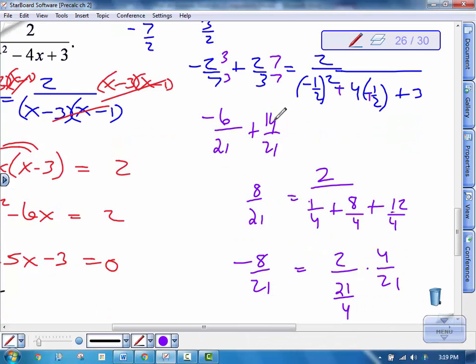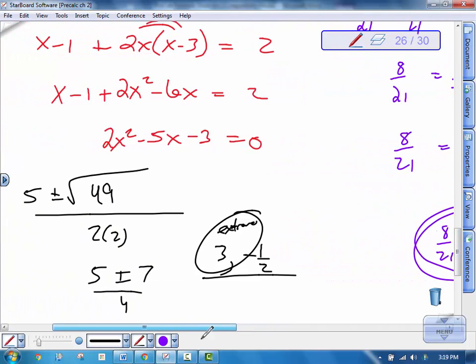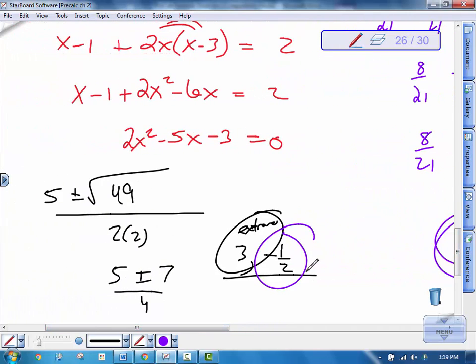Yeah, I did. This was positive, right? 14 plus negative 6, so that's positive. So it does check. You get positive 8 over 21 equals 8 over 21. So you can check this without a calculator. I know it's good fraction practice, but it is difficult. But it turns out that is a solution right there.